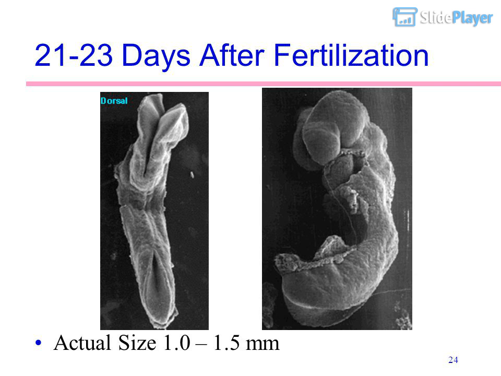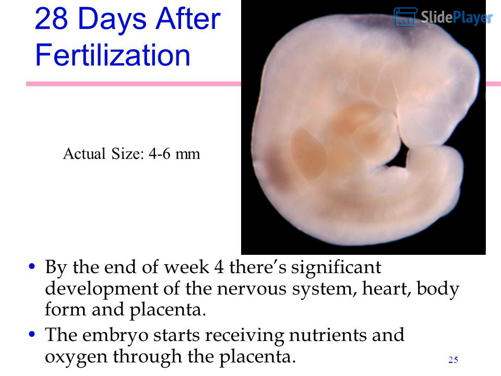21 to 23 days after fertilization. Actual size 1.0 to 1.5 mm. 28 days after fertilization. Actual size 4 to 6 mm. By the end of week 4 there is significant development of the nervous system, heart, body form and placenta. The embryo starts receiving nutrients and oxygen through the placenta.